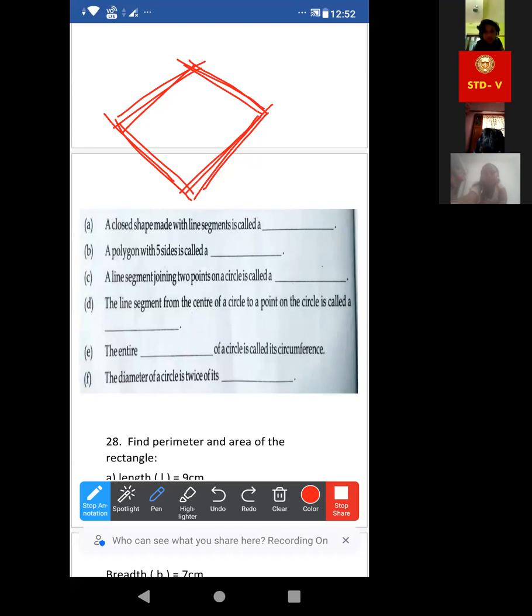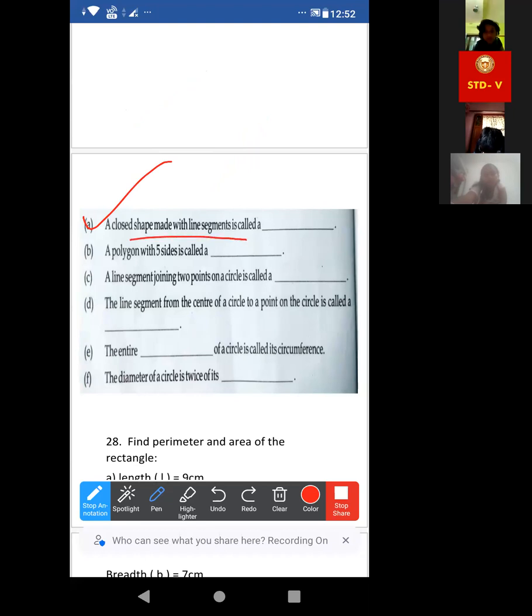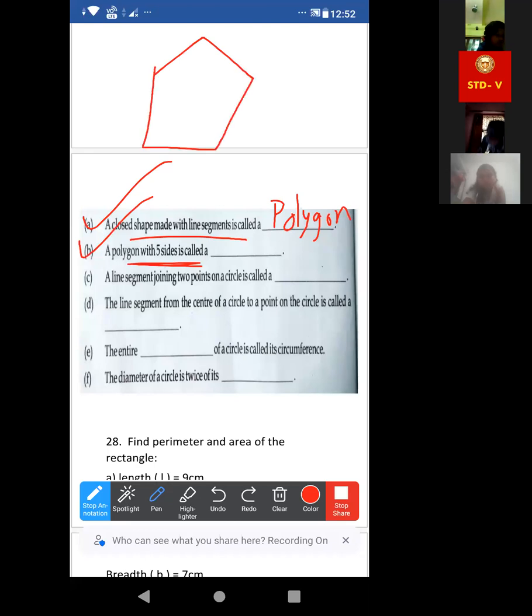Now just write the answer. First one, a closed shape made with line segments, write polygon. Polygon. Okay. Written the answer. Now the next one, a polygon with 5 sides. 5 sides. Look at this. 1, 2, 3, 4, 5. That means this is called pentagon. Pentagon. Okay.